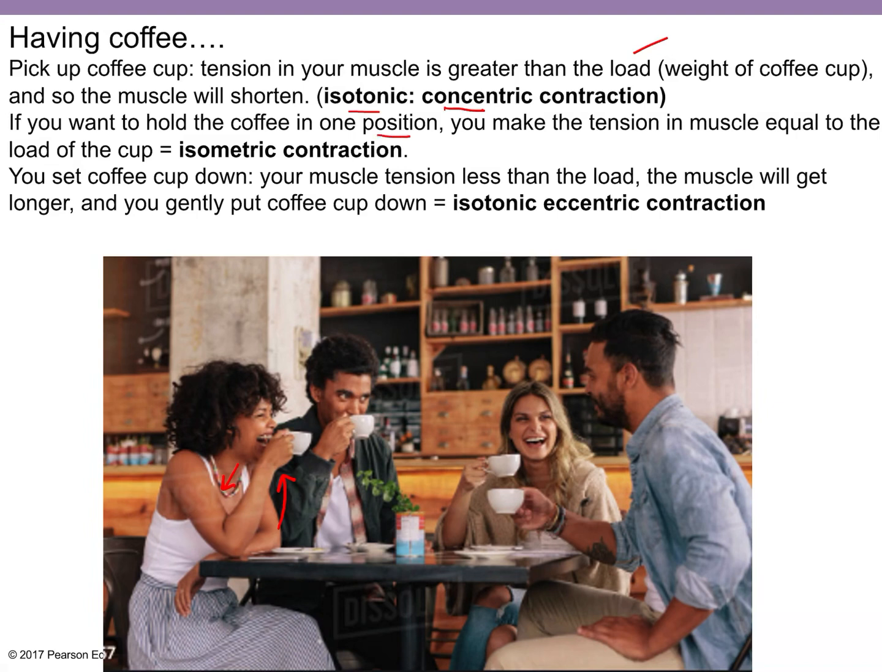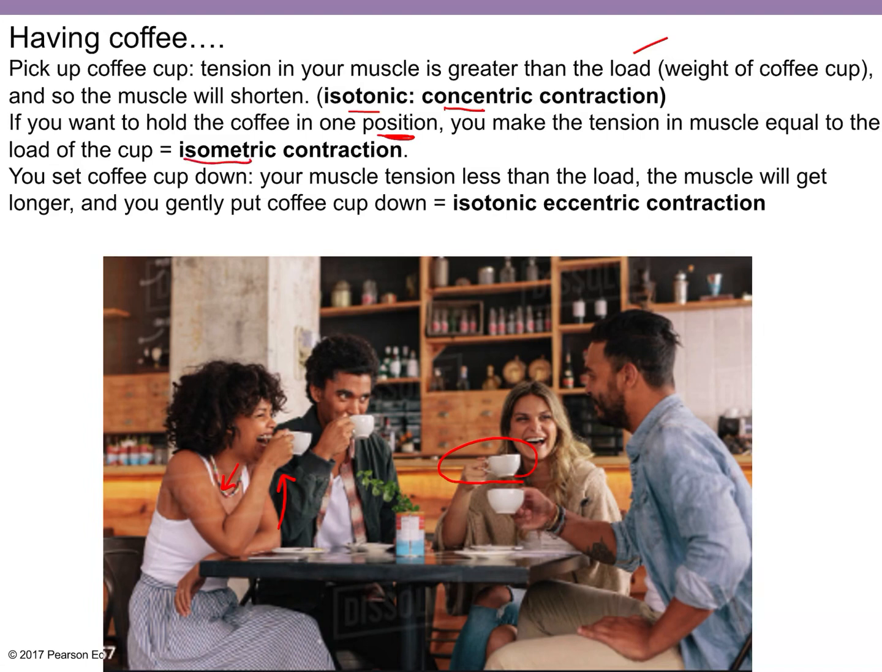If you want to hold the coffee cup in one position, then you make the tension of the muscle equal to the load of the cup. So if you're going to hold the coffee cup in space, then your muscles are tensed. They have tension, but you're not moving anything, right? You're not overcoming the load. You're just holding the load still. So that's going to be an isometric contraction.